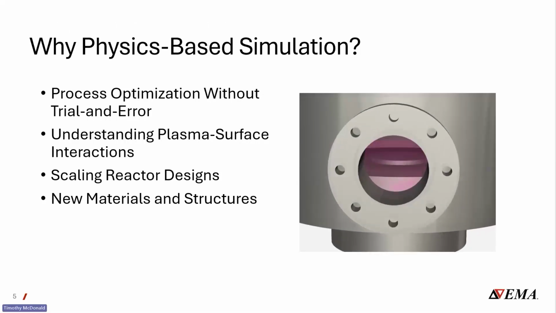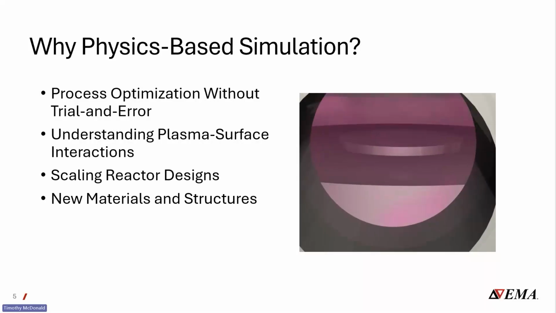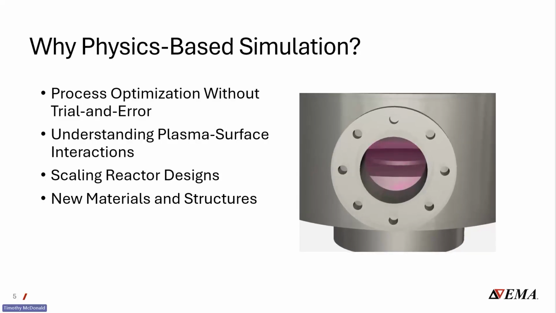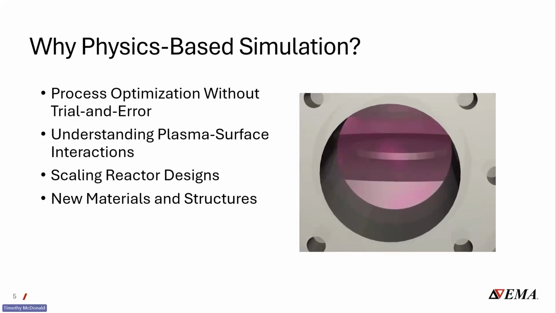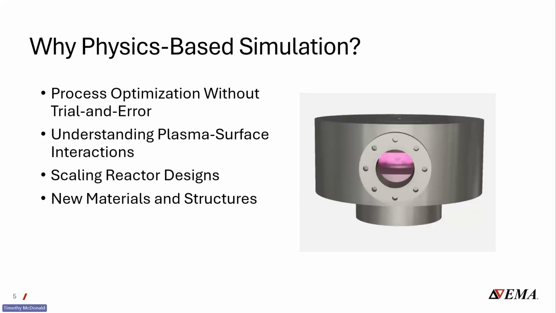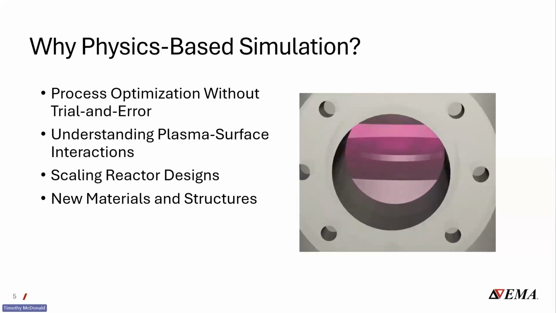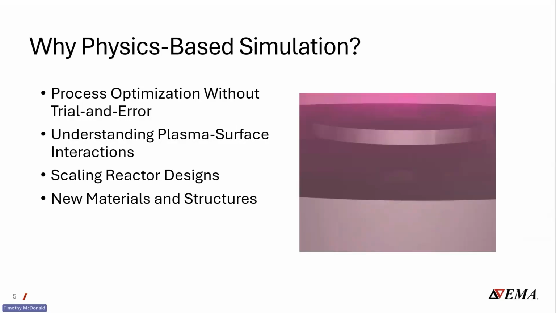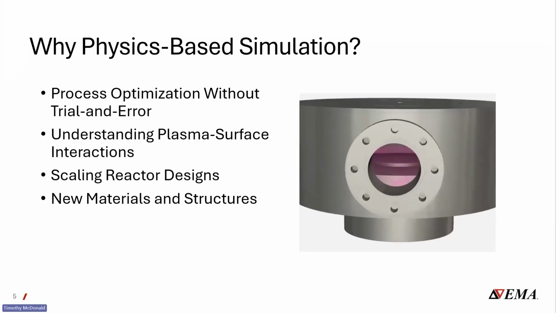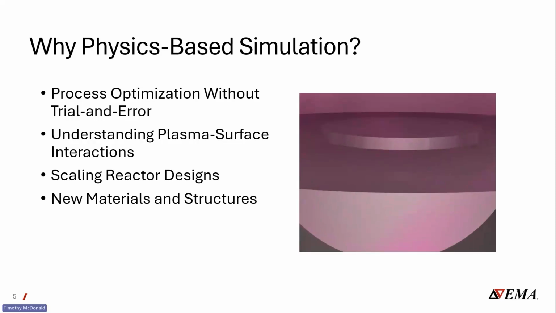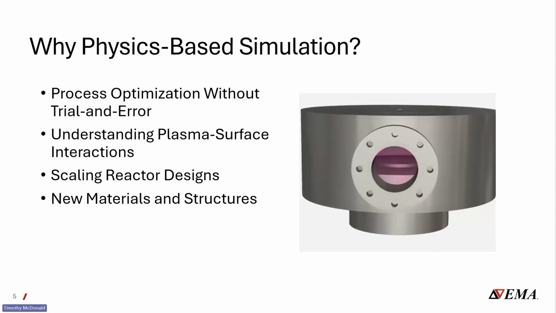Why do we want to bother with physics-based simulation? Well, the key is process optimization without trial and error. Semiconductor fabs are astronomically expensive to run. Running thousands of wafers through try-and-see experiments wastes time and money. Simulation allows engineers to tune gas chemistry, plasma power, reactor geometry, and flow conditions before risking expensive runs.